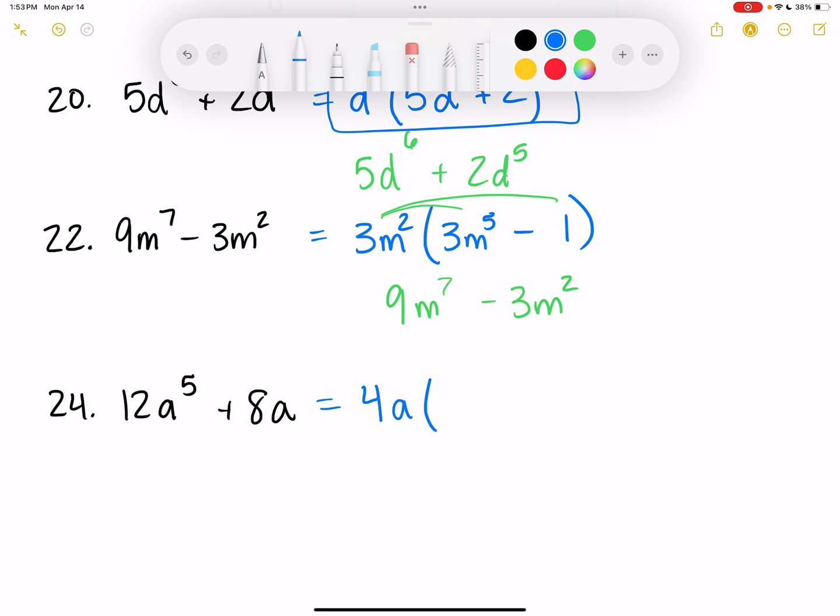3. 3 what? Oh, 3a to the 4th. Yep, so we always subtract 1, or subtract whatever this exponent is. So in this case it was 1, so that would give me 4. And then what about when I take out a 4a from 8a? 2a. Just 2.